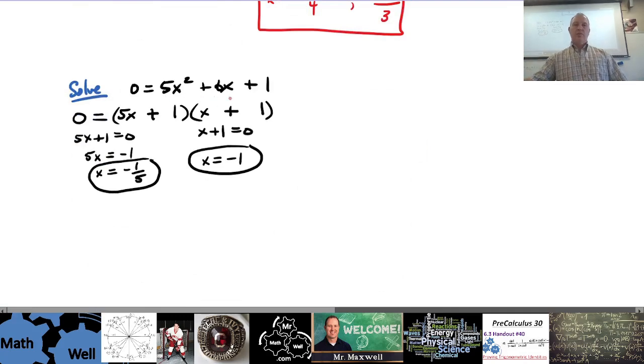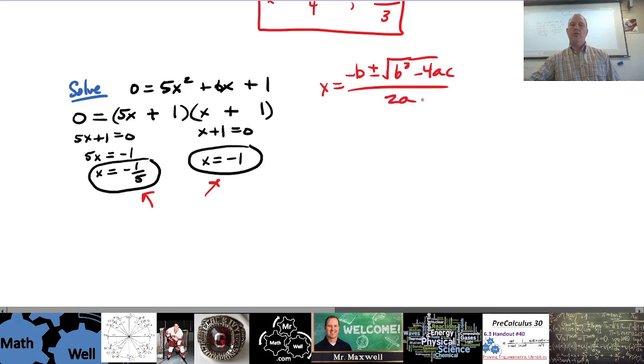I've got 5x squared plus 6x plus 1. I know I can factor it. Here is my calculated roots. So let's do x equals negative b plus or minus root b squared minus 4ac all over 2a. So that's going to be negative b, which is negative 6, plus or minus the square root of 6 squared minus 4 times a is 5, and c is 1. All over 2 times a is 5.